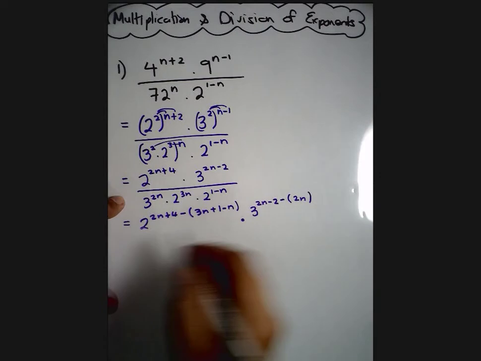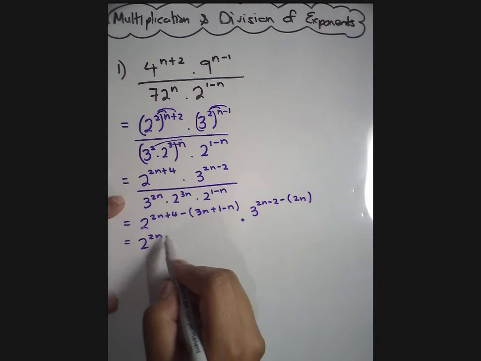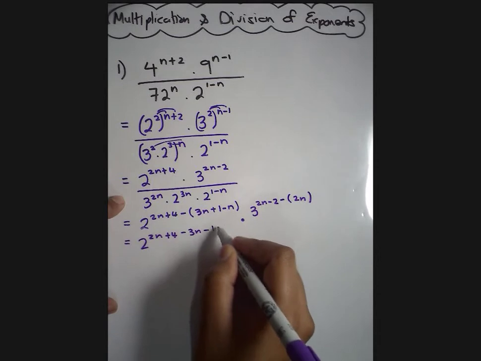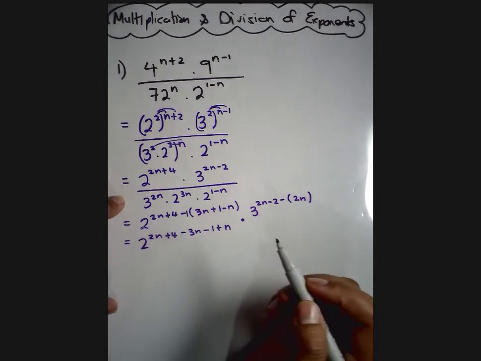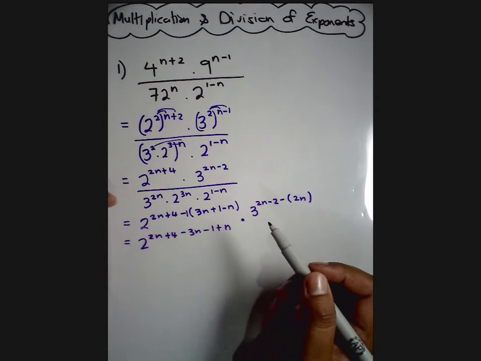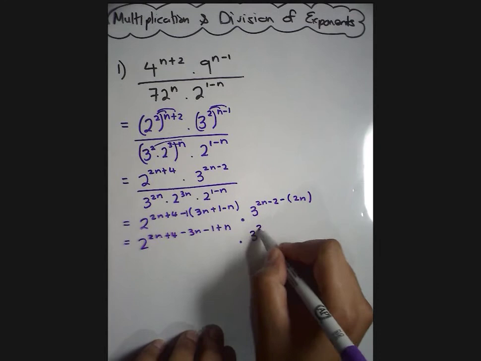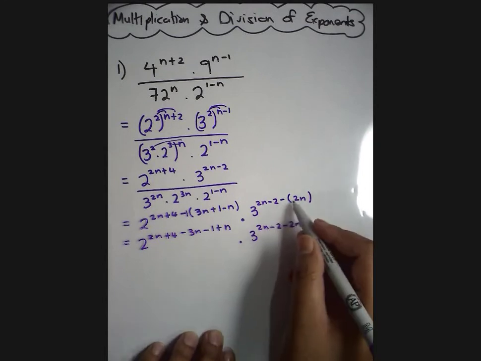Let me close it. Now we multiply out again. So 2 to the power 2n plus 4, negative 3 and negative 1, positive. And remember, between that and that is an invisible number, 1. And remember, whenever you multiply by a negative number, all the signs change. Multiplied by 3, 2n minus 2 minus 2n. Remember, this negative and positive became negative.